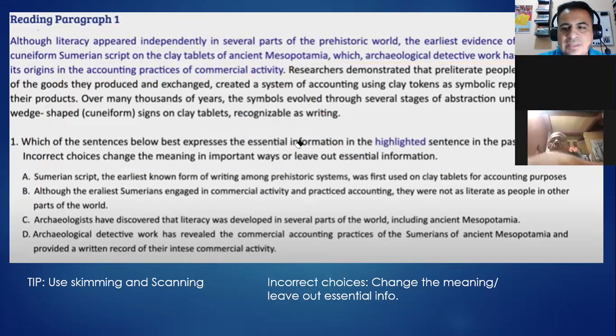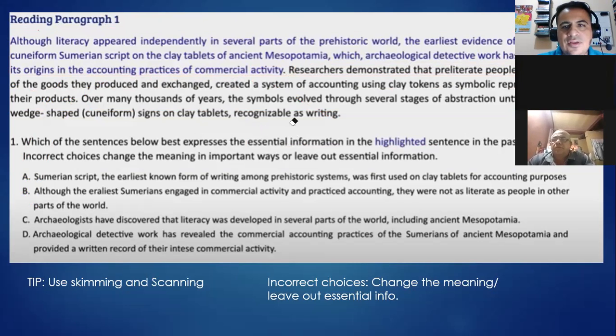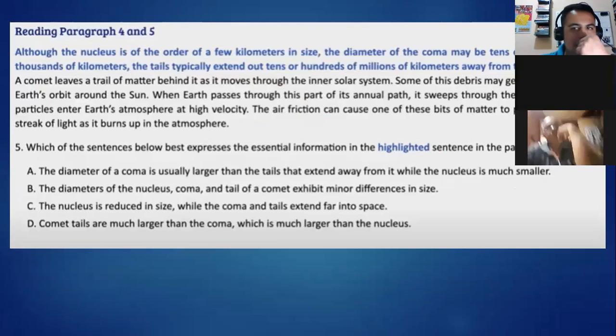So, ¿cómo se llaman este tipo de preguntas? Highlighted questions, okay? They're only going to ask me to focus on the highlighted part, right? So me voy a enfocar en la parte que está en azul, okay? That's what they want me to do in the test, okay? I'm going to use skimming, I'm going to read the question, and I'm going to do scanning, all right? Let's look at another example. Here's another example, okay?